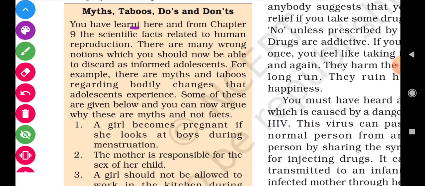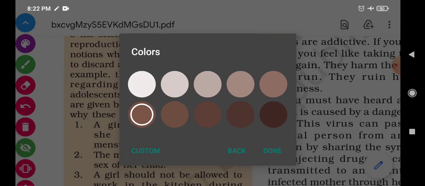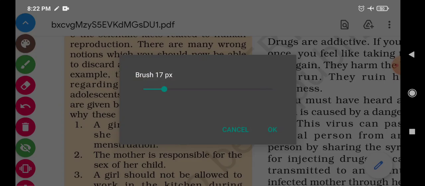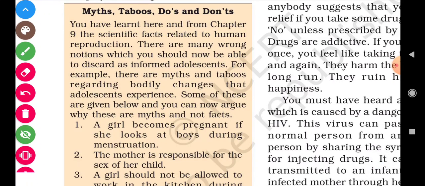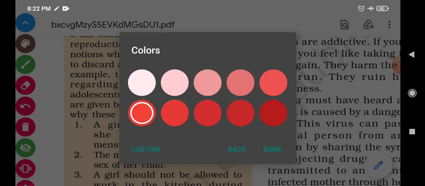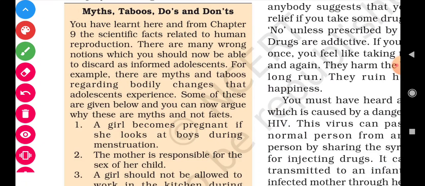You have learned here and from Chapter 9 the scientific facts related to human reproduction. There are many wrong notions which you should now be able to discard as informed adolescents.